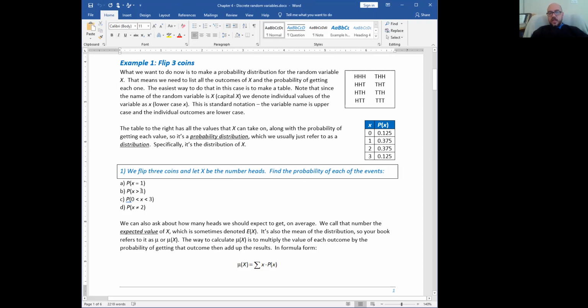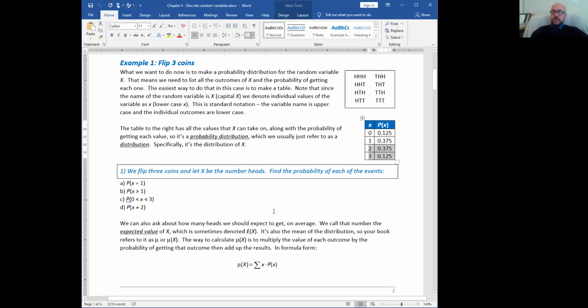The probability that little x is greater than 1, and again, being really careful here, greater than 1 does not include 1. Greater than 1 is things that are bigger than 1 only. So that's 2 and 3, that's these. And you add those together and you get 0.5, 50%, which makes sense, right?